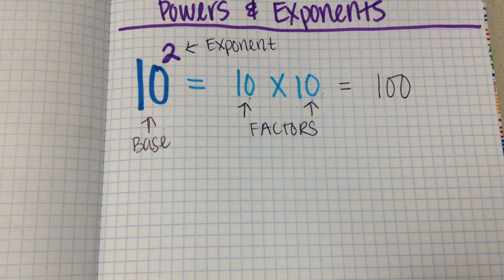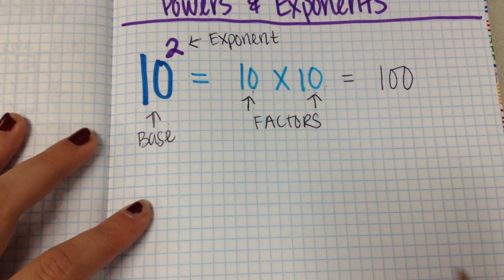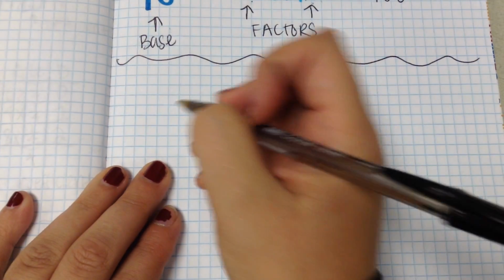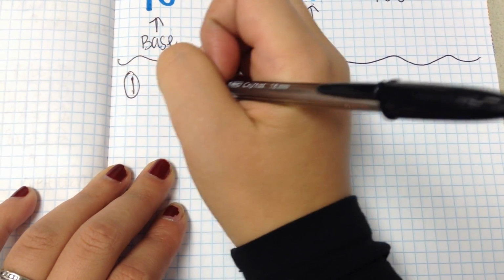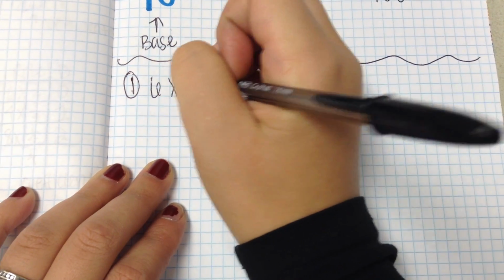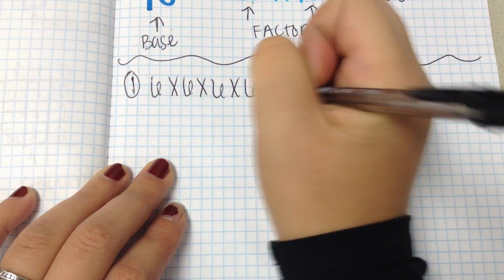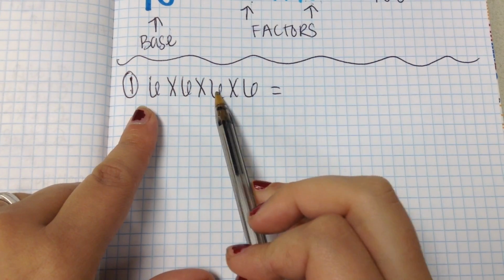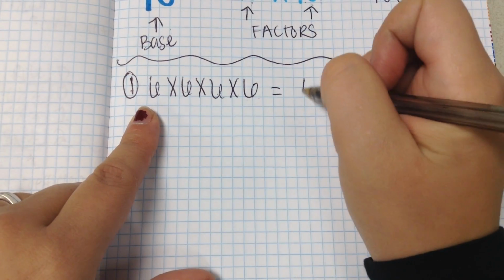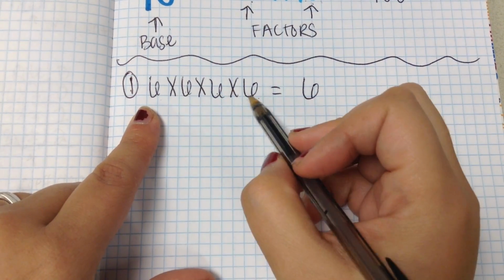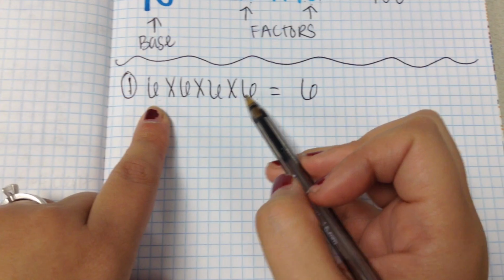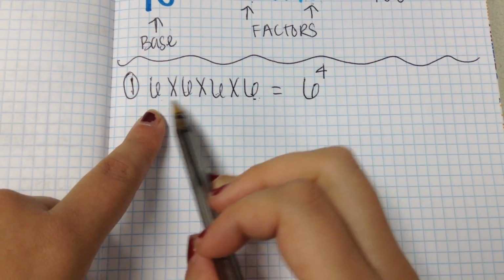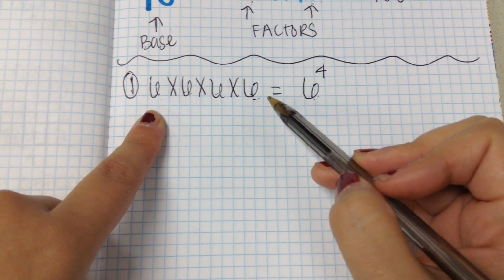Now we're going to do some examples together. So the first one we have 6 times 6 times 6 times 6. Okay? So if I have 6, I'm multiplying 6 times 6 times 6 times 6. That means I have 6, which is my base. Okay? Because those are the factors that I'm multiplying. And how many times did I multiply that 6? 1, 2, 3, 4. So 4 would be my exponent. I'm multiplying 6 times itself 4 times.